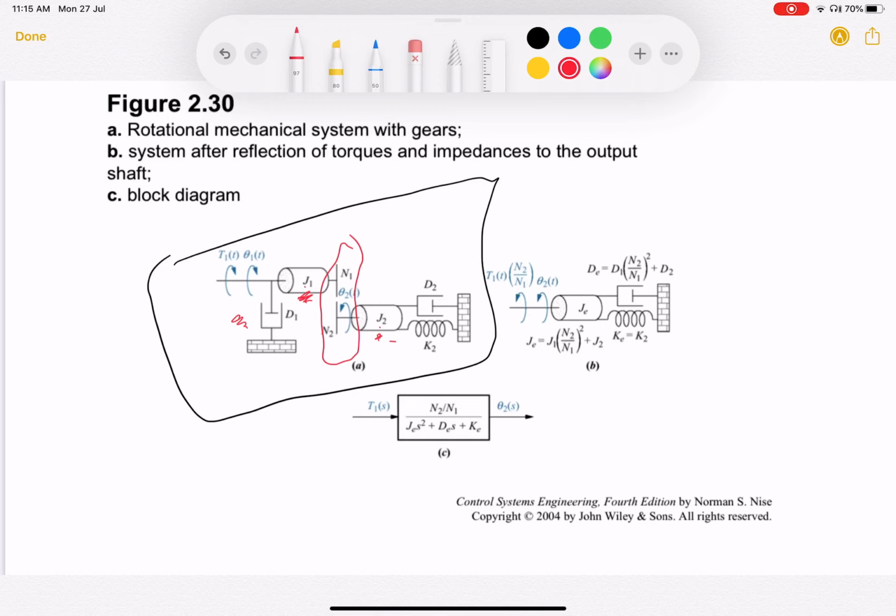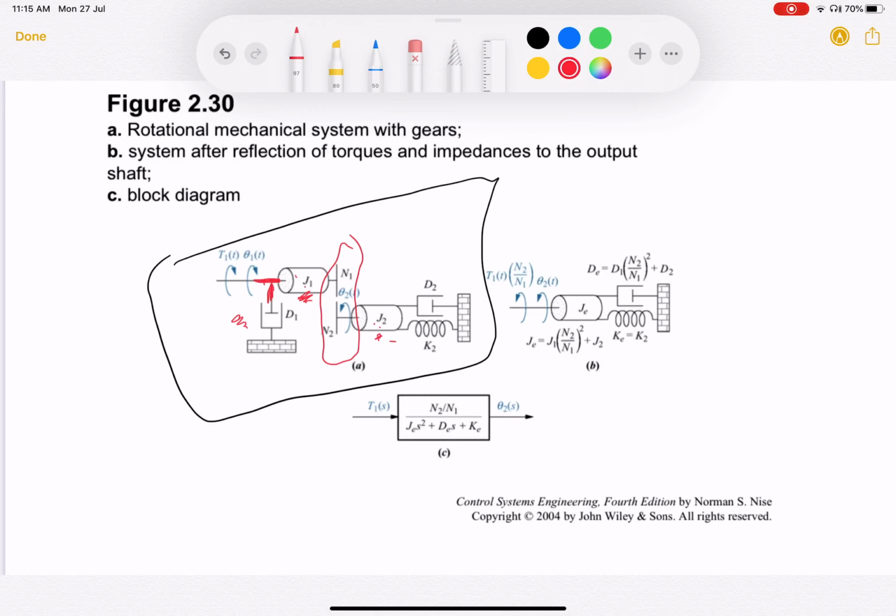So now, if you want to move everything to the shaft on which the torque is applied, right? How would you do that? Sorry. So this is not a 2 degree of freedom system. This is a 1 degree of freedom system. If you fix this inertia, and consequently, when you're fixing this shaft, you're also fixing this shaft. So this is a 1 degree of freedom system.